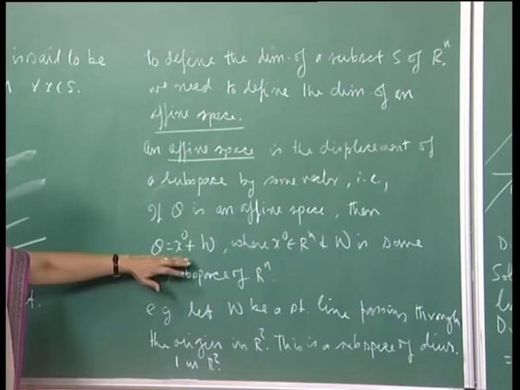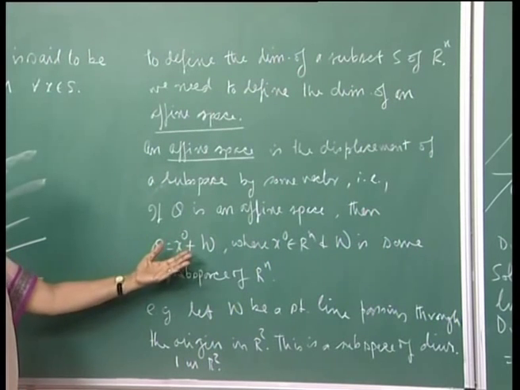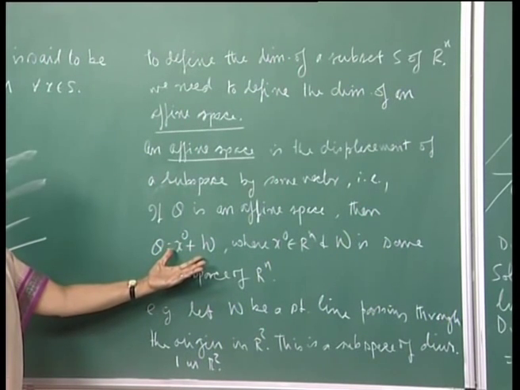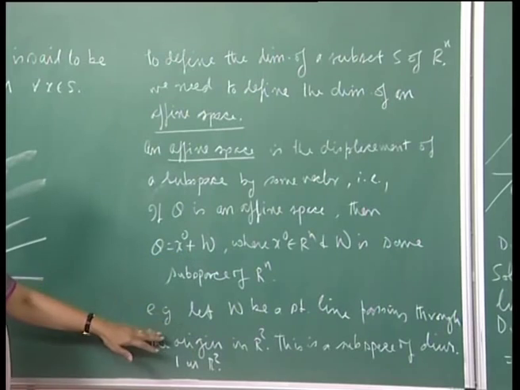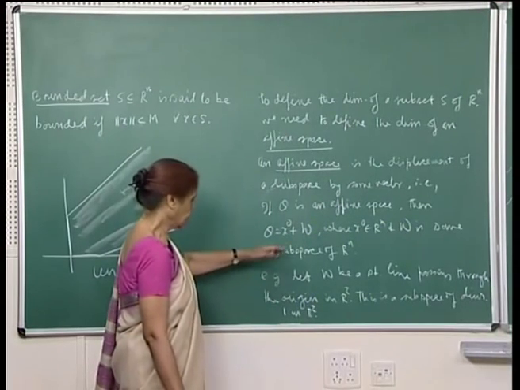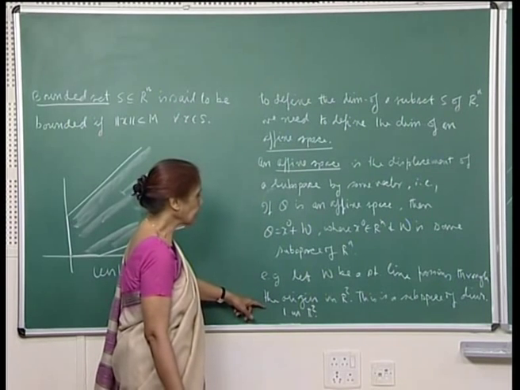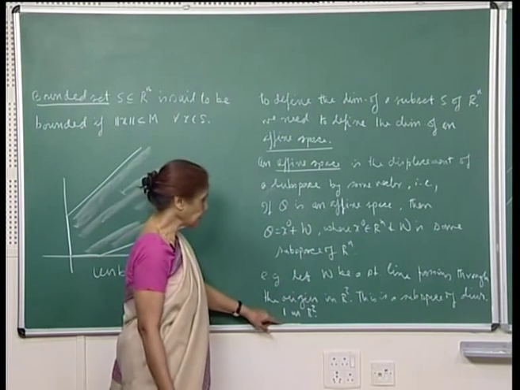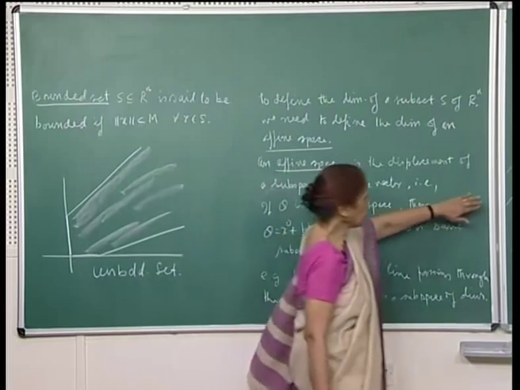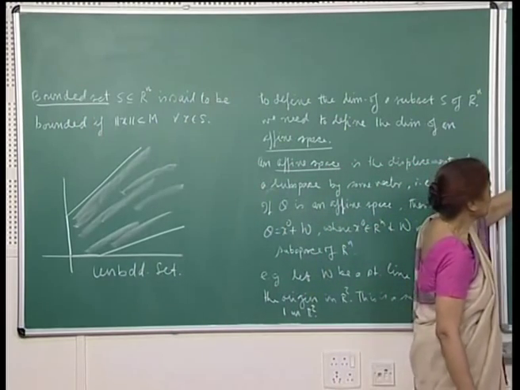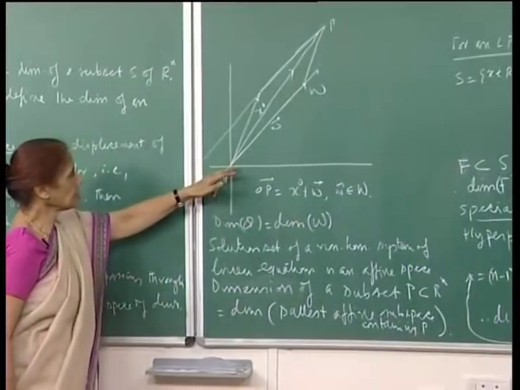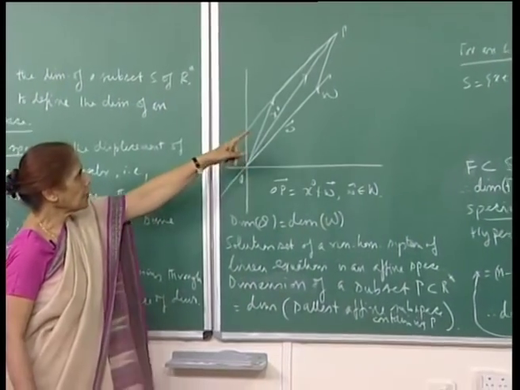So, this stops being a subspace, because obviously the 0 vector does not belong to it. Now, for example, if you take W to be a straight line passing through the origin in R2, then this is a subspace of dimension 1 in R2. So, you take this straight line which is passing through the origin. This is the subspace in R2, W is the subspace.